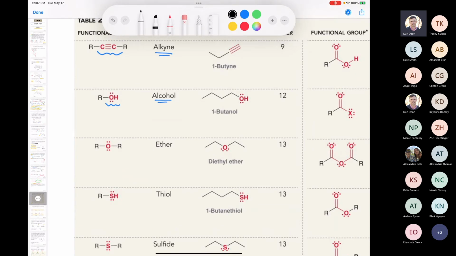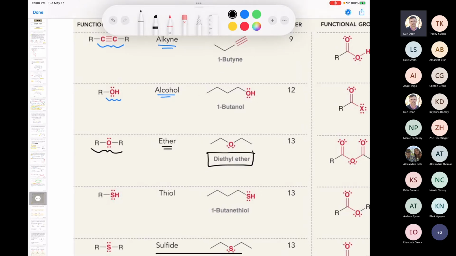The next one is an ether. If you have two R groups with an oxygen in between, that's called an ether. Here's an example. This is diethyl ether. This can be used to kidnap people. If you put it over somebody's face, they'll pass out. Anyhow, I wouldn't recommend doing that. But anyhow, that's an example of an ether.